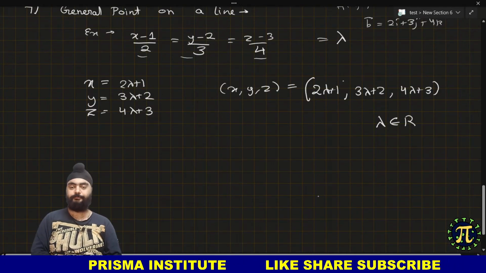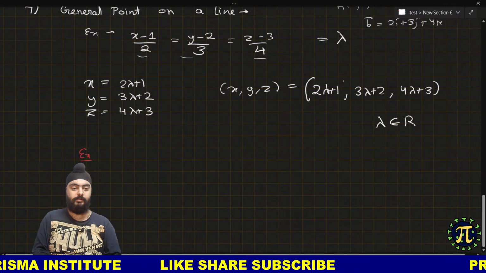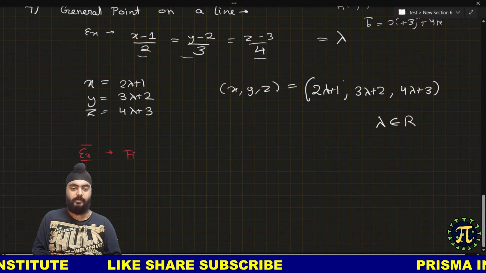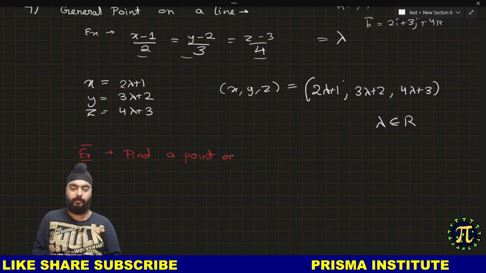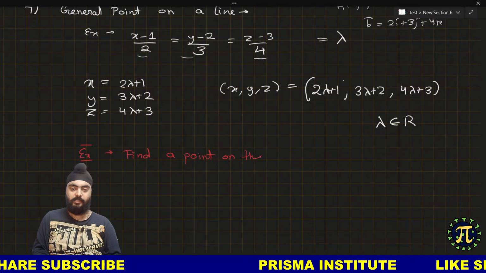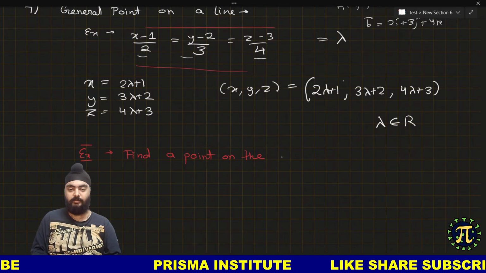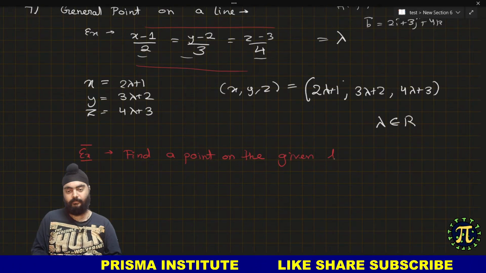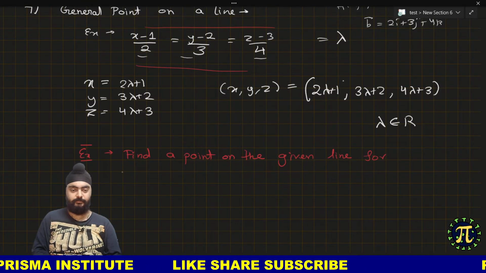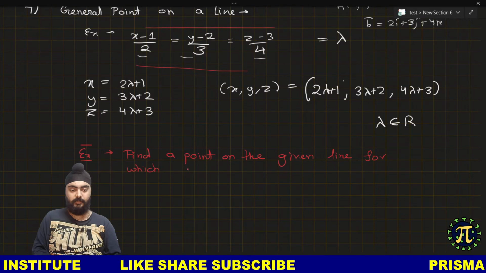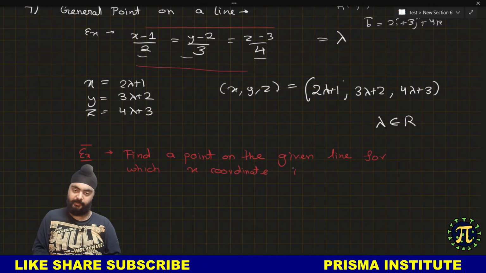For example, let's do an example. Find a point on the given line. So this is our given line. On the given line, find a point for which the x coordinate is double the y coordinate.